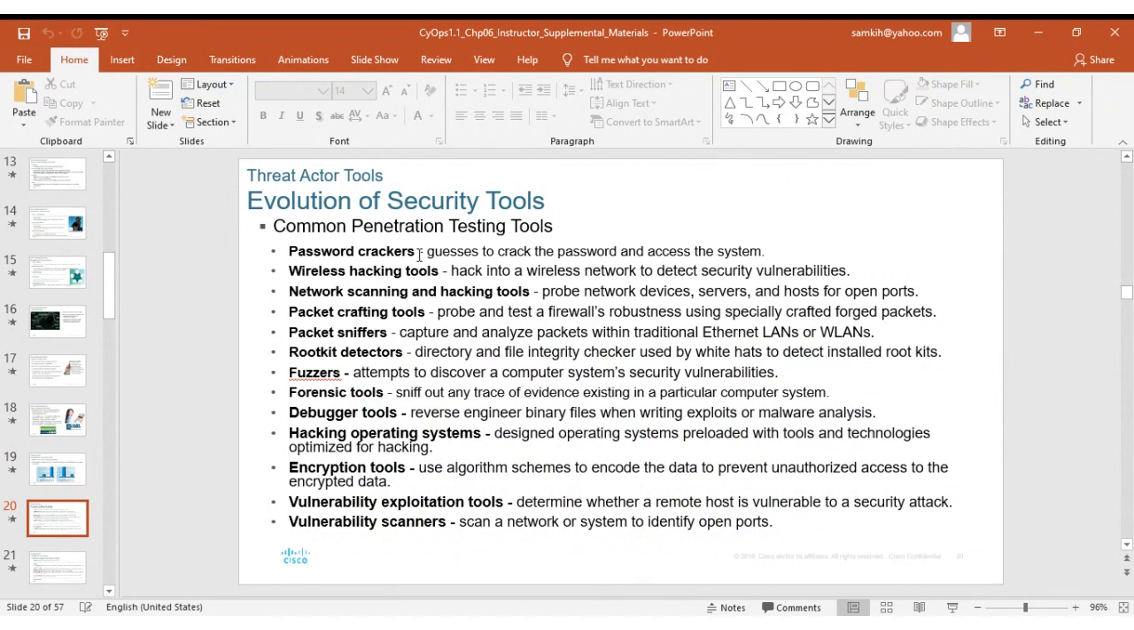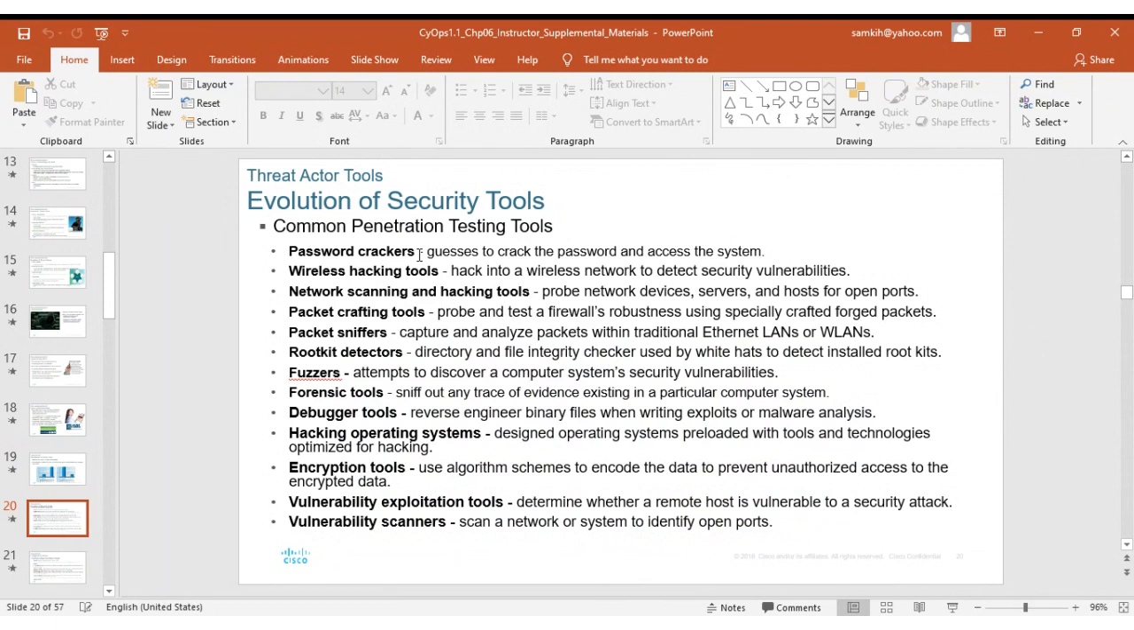We have fuzzers. They attempt to discover computer system security vulnerabilities. We have others called forensic tools. They sniff out any trace of evidence existing in a particular computer system. These are used by forensic experts, the people who collect evidence, especially when there's an ongoing case in court. We can have people collecting evidence in an electronic system.